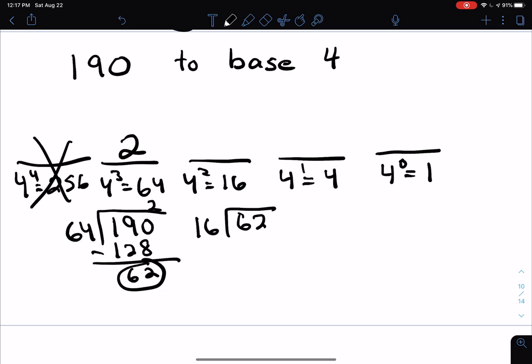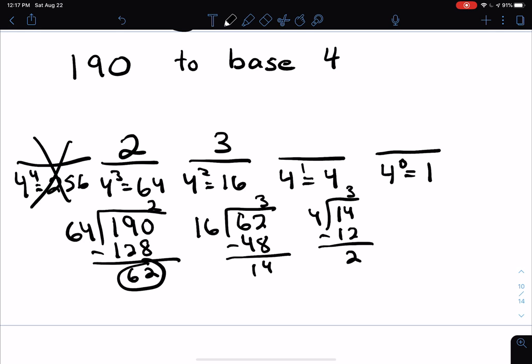All right, so then I'm going to take the 62 and divide by that next place value of 16. See, I'm running out of space. 4 is too big, that's 64, so 3, which is 48. So put a 3 there. Then we're going to take the 14 and divide by 4. So put a 3 there. And of course 2 divided by 1 is just going to be 2, so we put a 2 there. So we have 2, 3, 3, 2 in base 4.